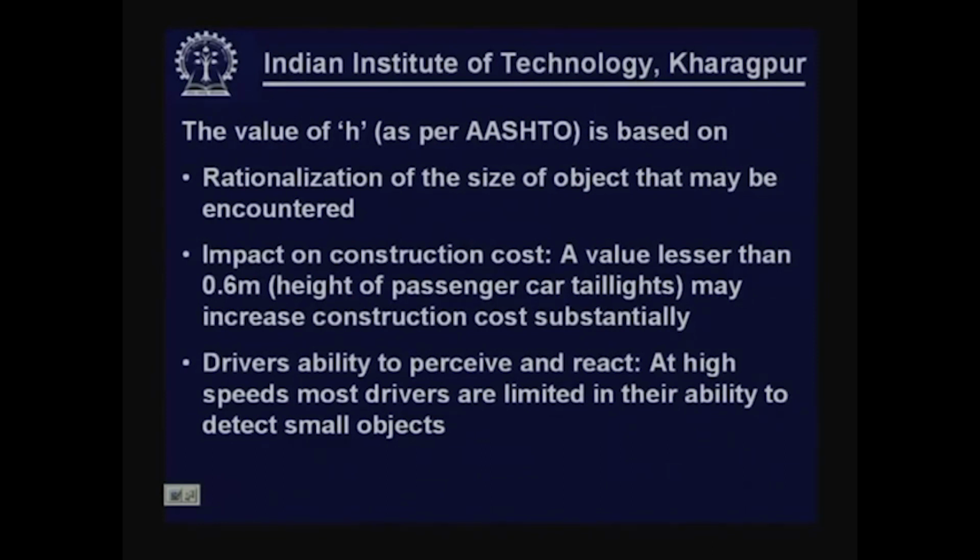Third, driver's ability to perceive and react. It is found that at high speeds, most drivers are limited in their ability to detect small objects. So, when the object height is decided, which is recommended as 0.6 meter as per AASHTO, all these points are considered.